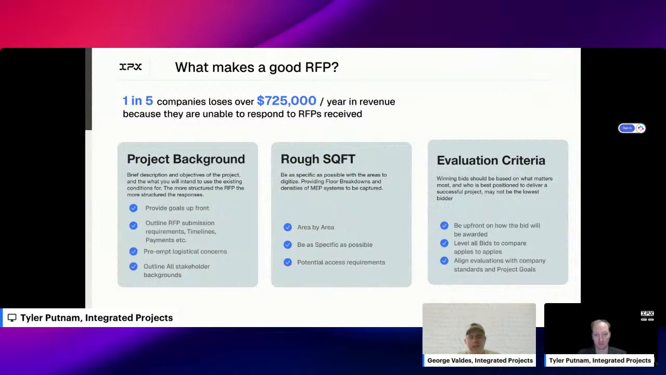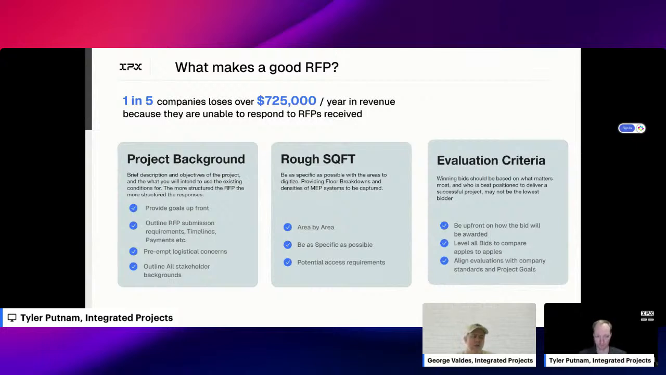So ultimately, then, what makes for a good RFP? And I think one of the things that's really important to note is that because of, let's say, the lack of being able to respond to a really good RFP, businesses on the other side are losing out. And so it's an entire ecosystem, right? An interesting stat here: about 1 in 5 companies lose over $725,000 a year in revenue just because they're unable to respond to certain RFPs received, whether that's because they choose to decline them or choose to answer them, but maybe not in the best light or not in the best way.